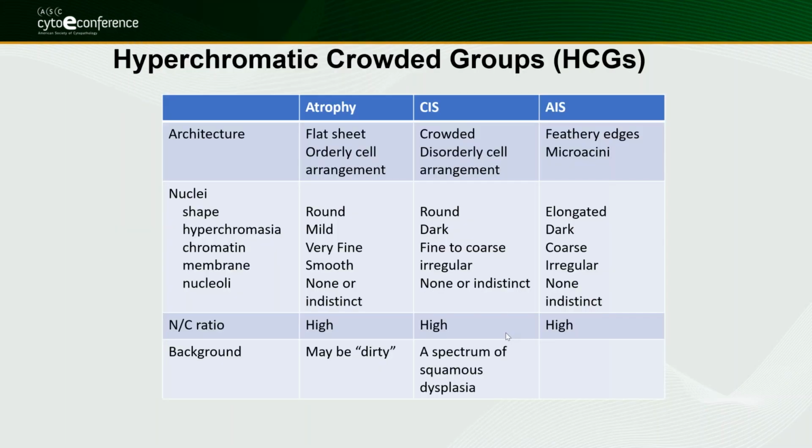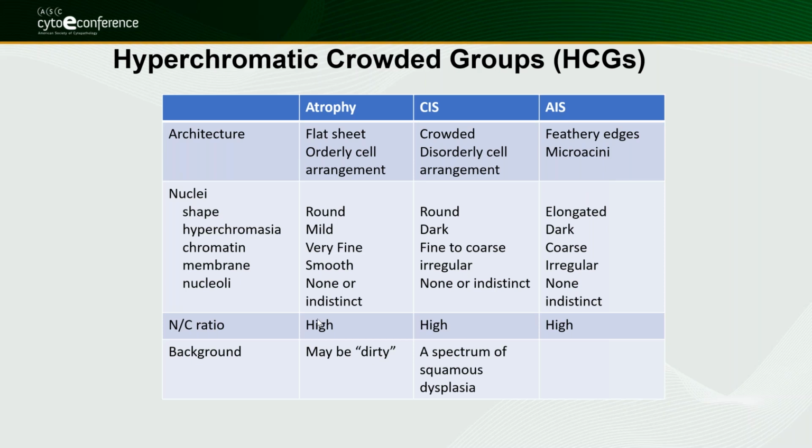This is a table showing you atrophy, CIS or AIS. They are all hyperchromatic crowded groups. And when we say hyperchromatic crowded groups, they're either nothing or something really bad. It's never something in between. ASCUS will never form HCGs. LSIL will never give you HCGs. So it's either nothing or something really bad.